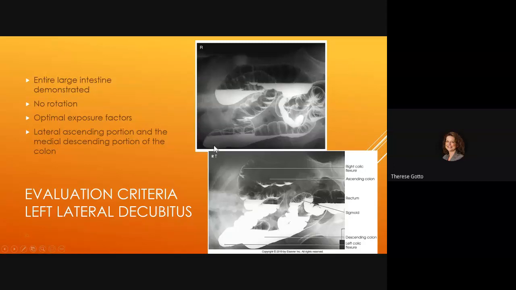All right. So here's your right colic flexure. Here are your air fluid levels, or in this case, air barium levels. Your rectum, your sigmoid part of your colon. Here's your descending colon full of barium. You've got a little bit of air right here. Here's your left colic flexure. Remember to mark your decubitus films with an up arrow for the radiologist.